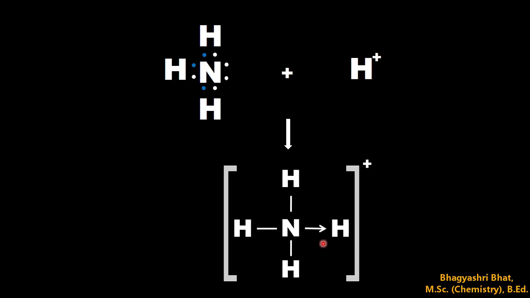So this is known as coordinate bond. We represent it with an arrow mark. It is called a coordinate bond. Such a compound in which one atom completely shares a lone pair of electrons with another atom which is short of one lone pair of electrons is known as a coordinate compound. So here it is NH4 plus, a coordinate compound, and this bond is called coordinate bond or dative bond.